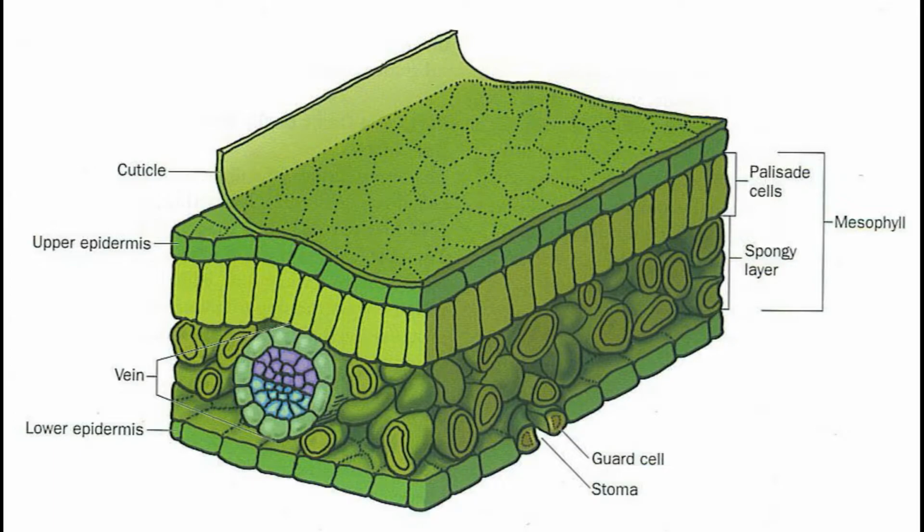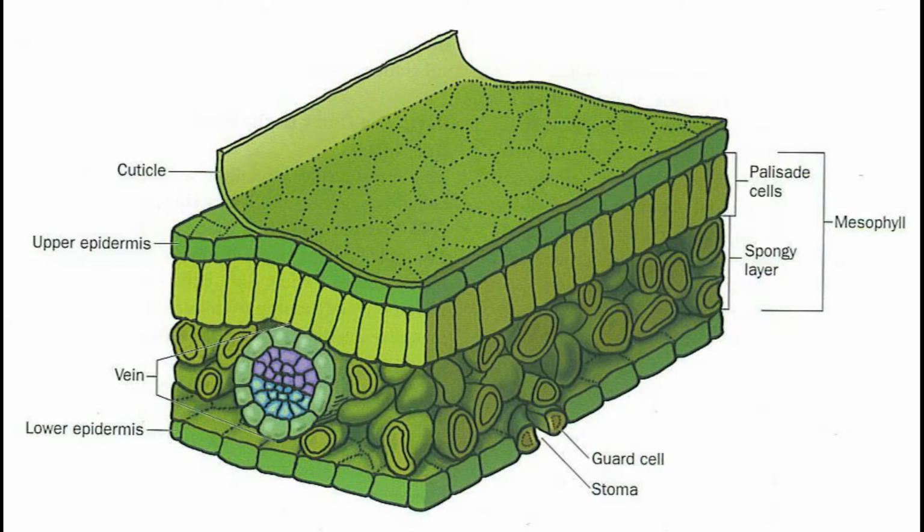In the lower epidermis are small openings called stomata, surrounded by a pair of sausage-shaped guard cells which can open or close the hole. Guard cells do contain chloroplasts. The middle layers of the leaf are called mesophyll. These all contain chloroplasts. The cells near the top of the leaf are arranged like a fence or palisade and form the palisade layer.